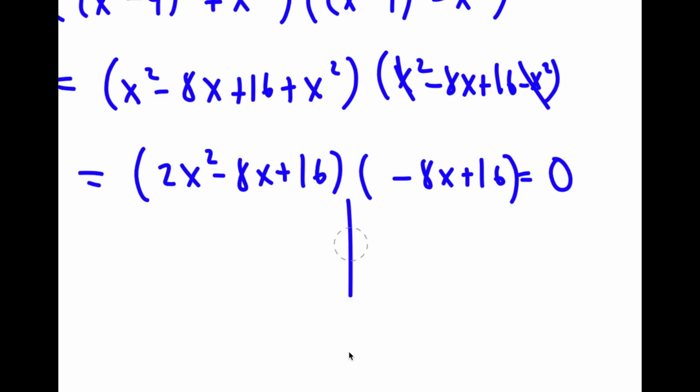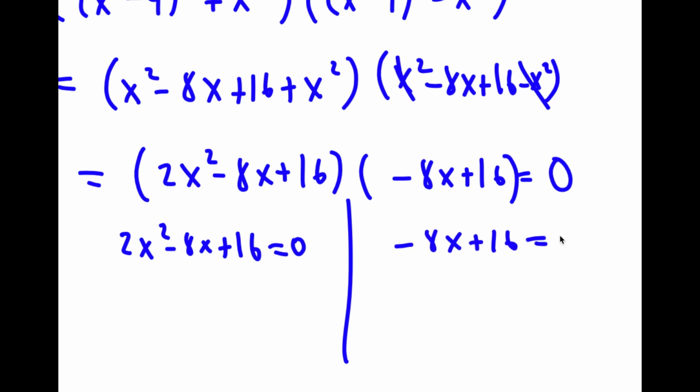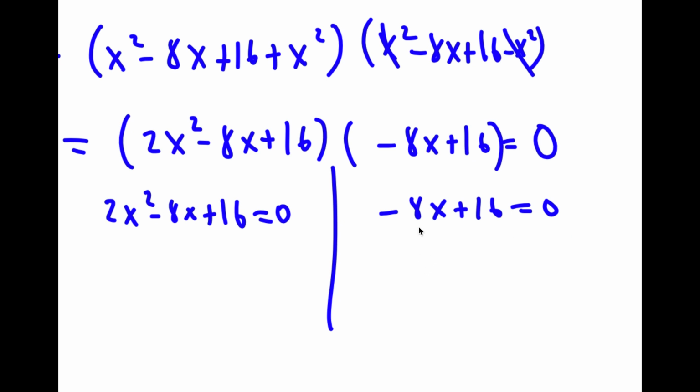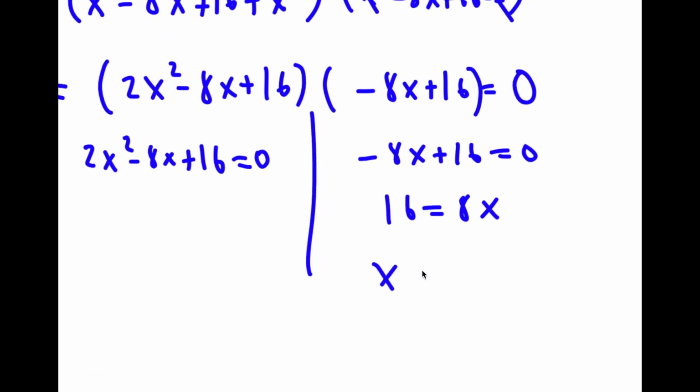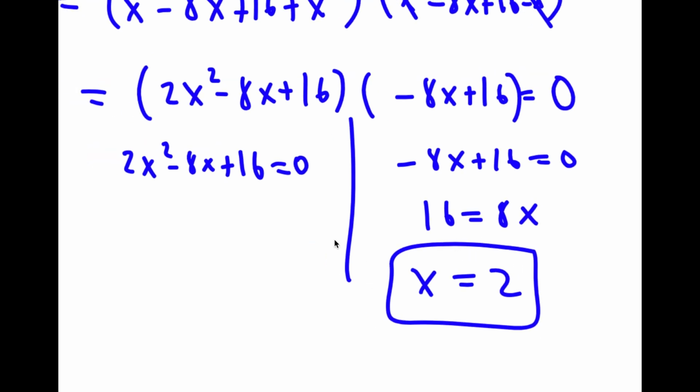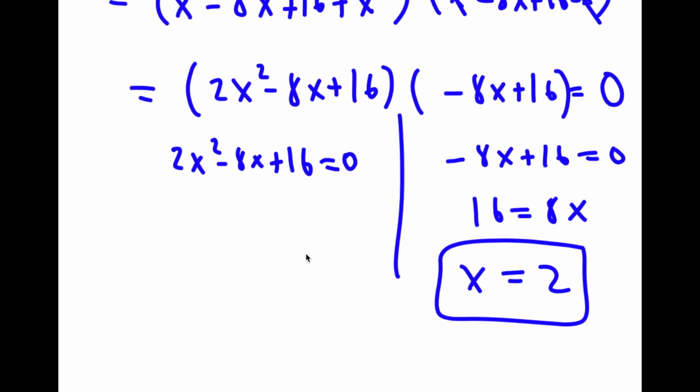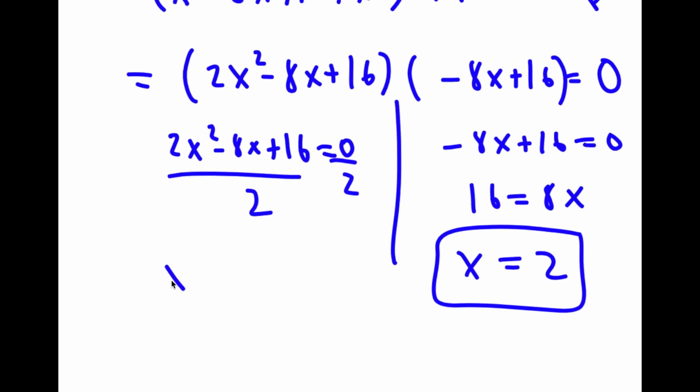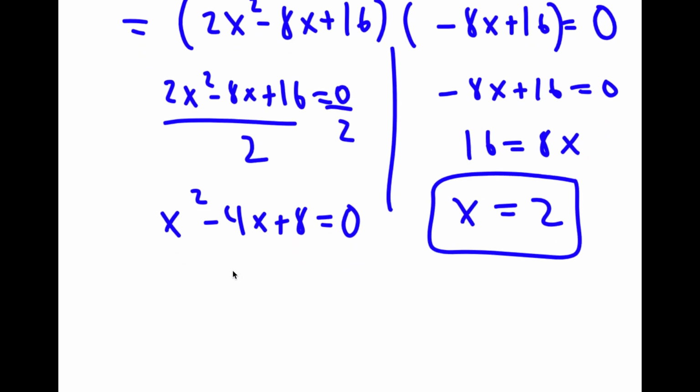So this gives me two equations. I have 2x^2 − 8x + 16 = 0, and I have −8x + 16 = 0. So for −8x + 16 = 0, I add 8x on both sides, so I get 16 = 8x, meaning x = 2. Now for 2x^2 − 8x + 16 = 0, I'm going to divide both sides by 2, so I get x^2 − 4x + 8 = 0.